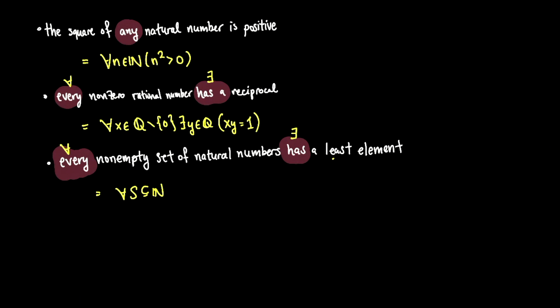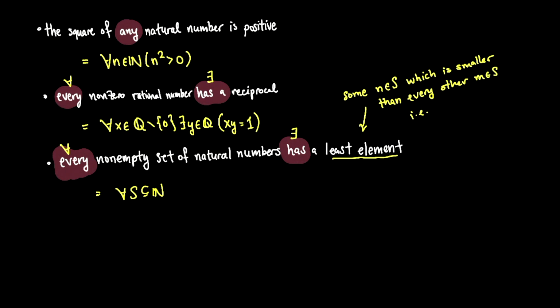Now what does that mean? What does least element mean? It means some element of S, let's call it n in S, which is bigger. When you say least, it just means bigger than everything else. Oh, sorry, no, it doesn't mean bigger. It means smaller than everything else. Least means smaller. It's the smallest possible one. So some n in S, which is smaller than every other m in S, which means that n is less than or equal to m. Okay?